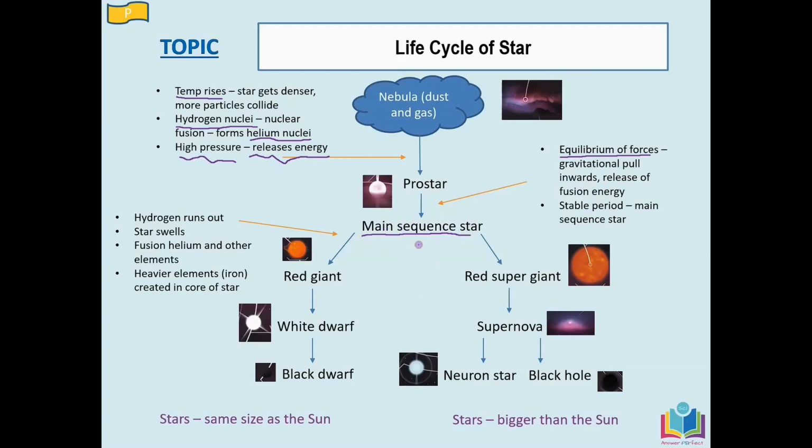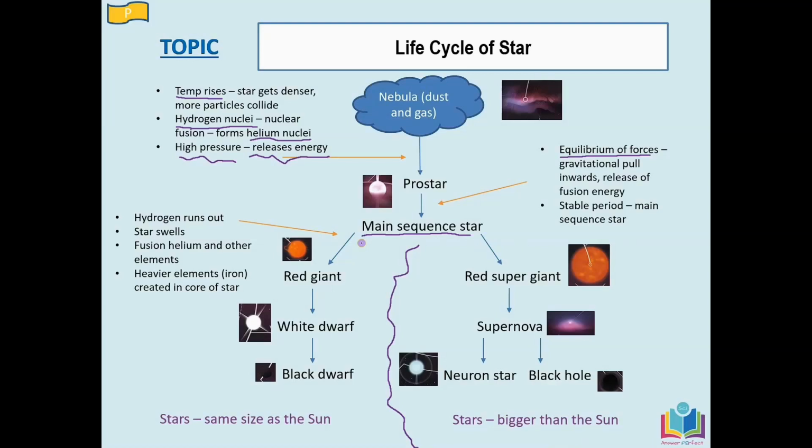What I want you to remember here is we can actually split this in half. We've then got one side for any stars that are the same size or smaller than the sun, and then over this side for those biggies that are bigger than our sun.